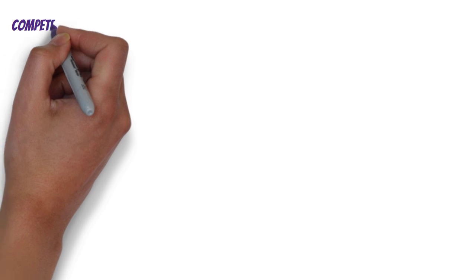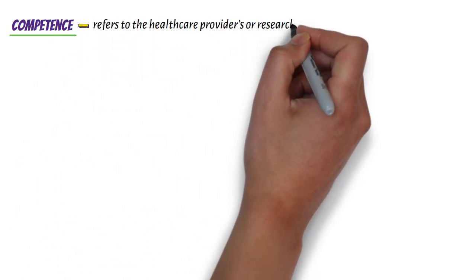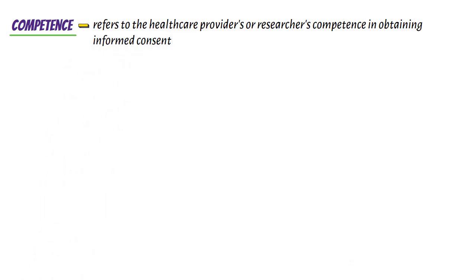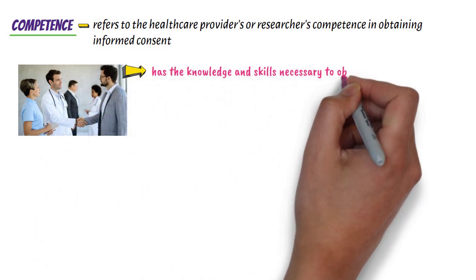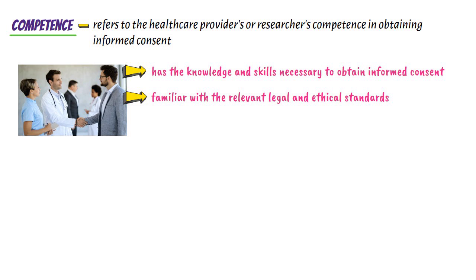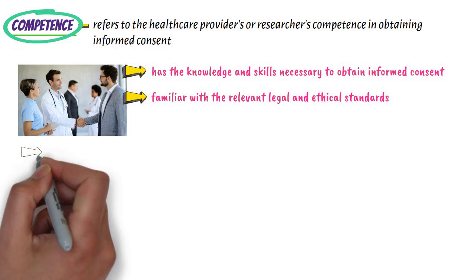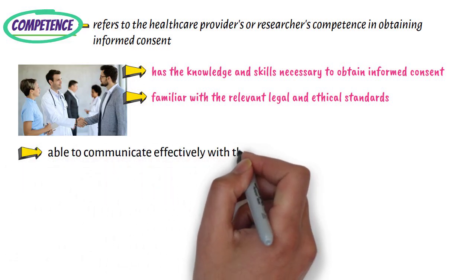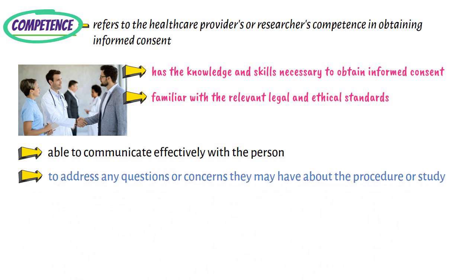Fifth, competence. The fifth element of informed consent is competence, which refers to the healthcare provider's or researcher's competence in obtaining informed consent. Competence requires that the healthcare provider or researcher has the knowledge and skills necessary to obtain informed consent, and is familiar with the relevant legal and ethical standards. Competence also requires that the healthcare provider or researcher is able to communicate effectively with the person, and to address any questions or concerns they may have about the procedure or study.